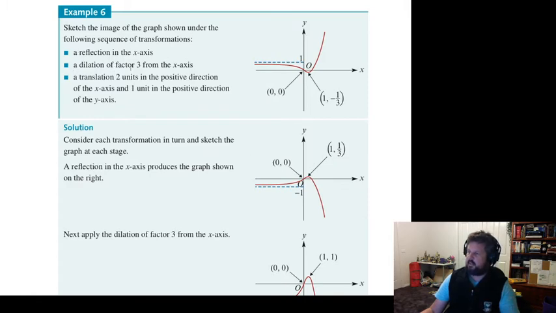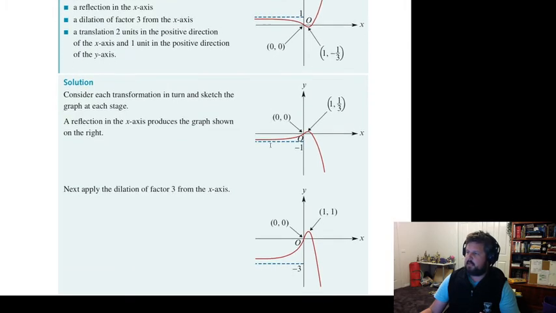Next, a dilation factor of 3 from the x-axis. What we know here is a dilation factor of 3 from the x-axis is multiplying the y coordinate by 3. So here, if we've done the first transformation, and we're multiplying the y coordinate by 3, 1/3 multiplied by 3 would become 1. Here, the y coordinate 0 multiplied by 3 is still going to be 0. Here, the y coordinate of the asymptote is negative 1. Multiplying that by 3, it becomes negative 3. So we've done that dilation.